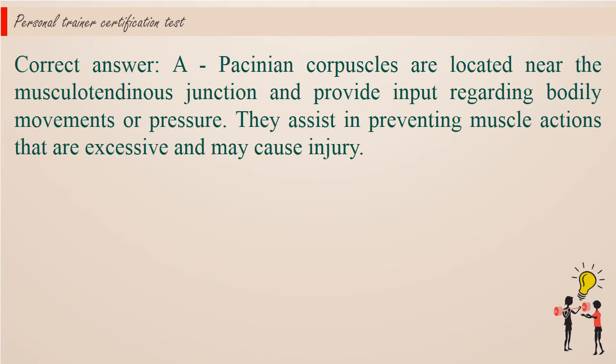Correct answer, A. Pacinian corpuscles are located near the musculotendinous junction and provide input regarding bodily movements or pressure. They assist in preventing muscle actions that are excessive and may cause injury.